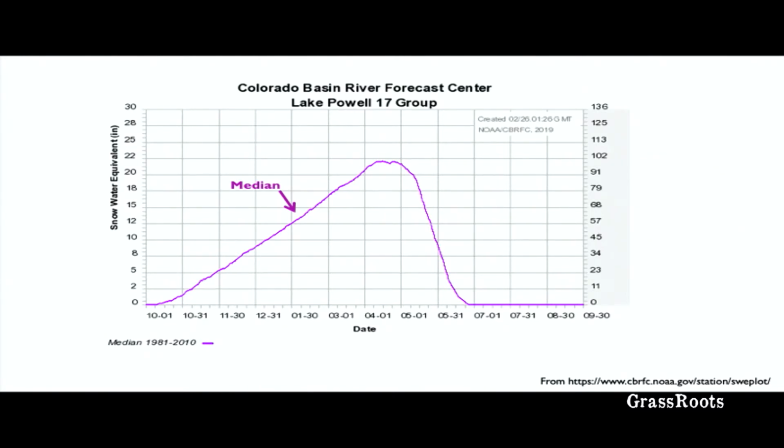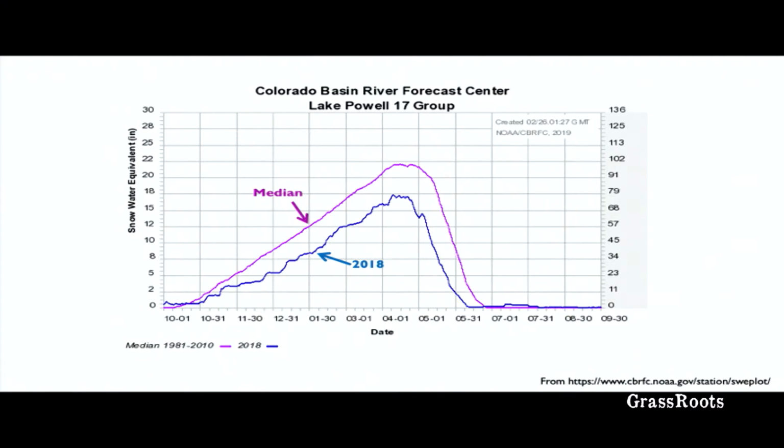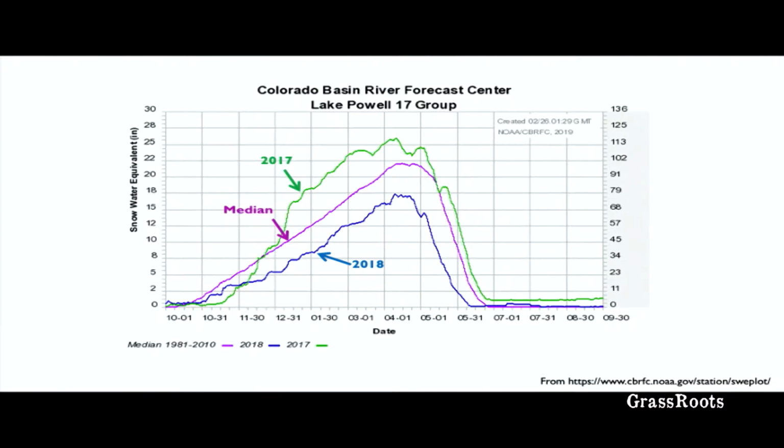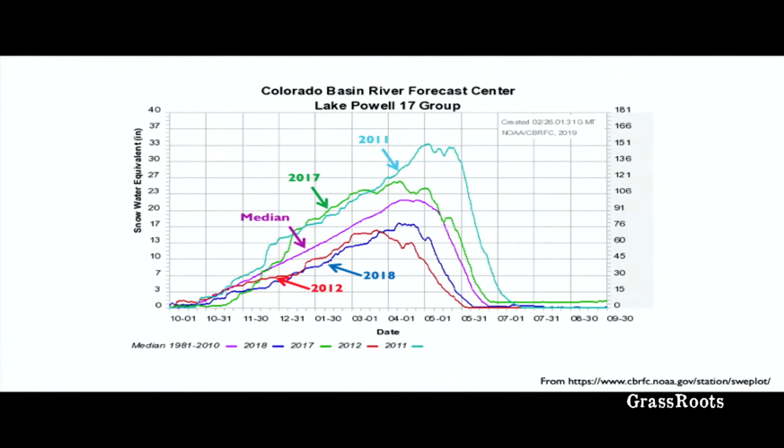So this is the median. Just for reference, this was last winter. And notice this is water year, October to September. So 2018 was pretty low snowpack, below normal. 2017 started out low, but then got above average, but then ended up being sort of normal. So what happened? That's one of the questions.